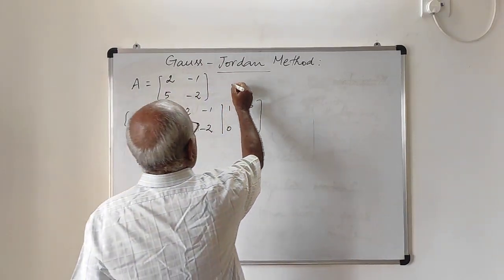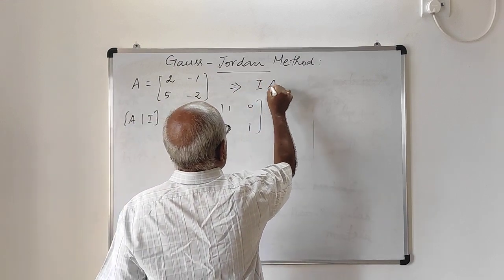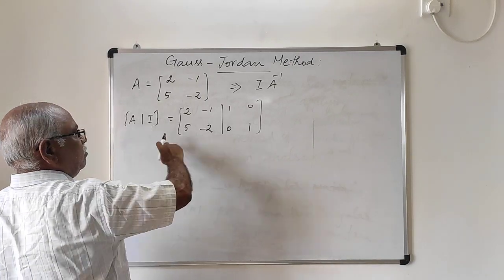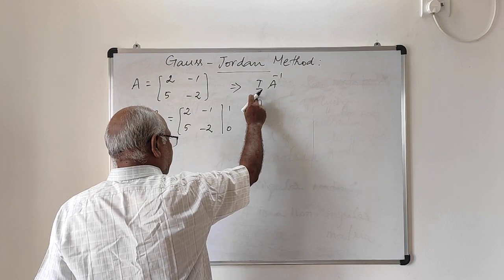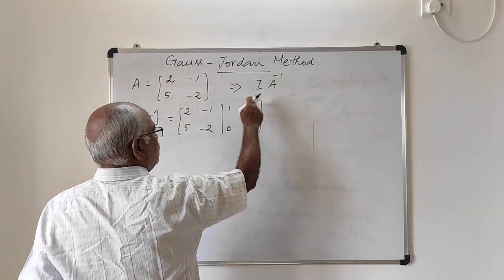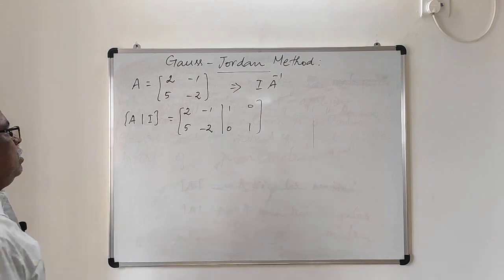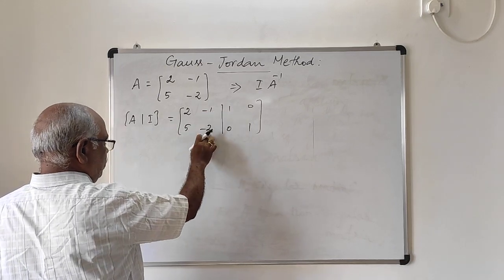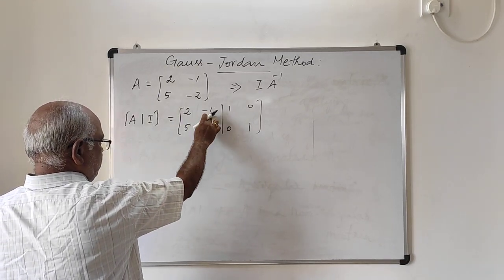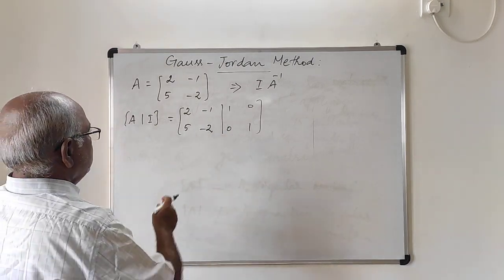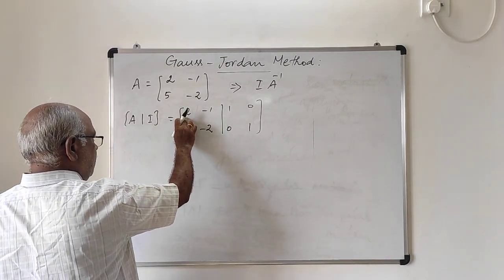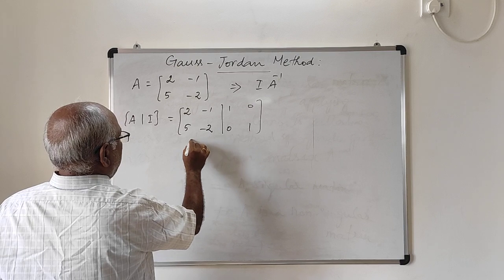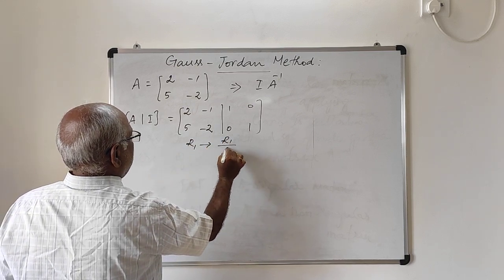So it is of the form, from this by applying operations, it becomes I and A inverse. After augmenting the matrix A with I, we transform the A matrix into the identity matrix by elementary row operations. This matrix becomes A inverse. That is our idea. For that, our first element should always be 1. We have to convert this 2 into 1. To convert this element 2 into 1, we divide the first row by 2. R1 becomes R1 divided by 2.